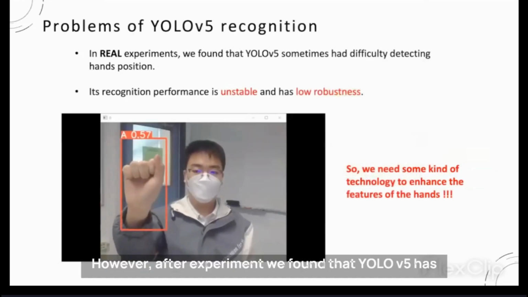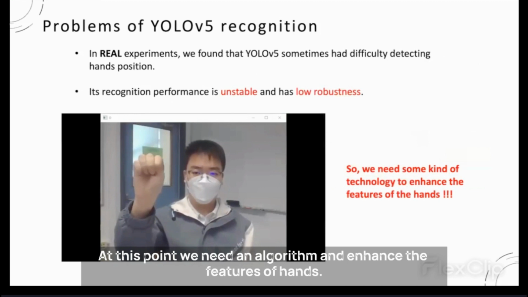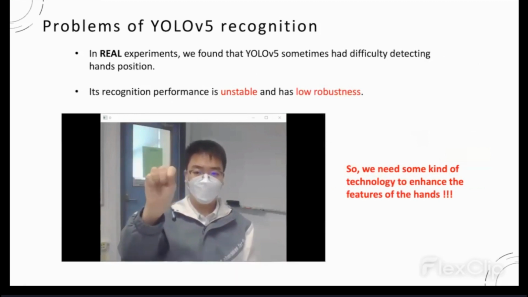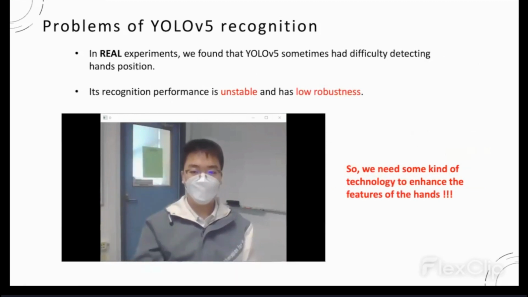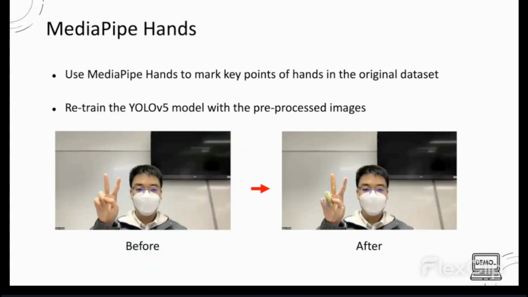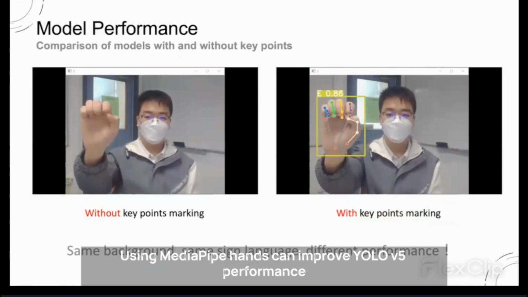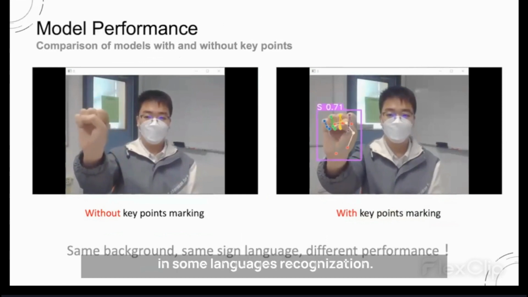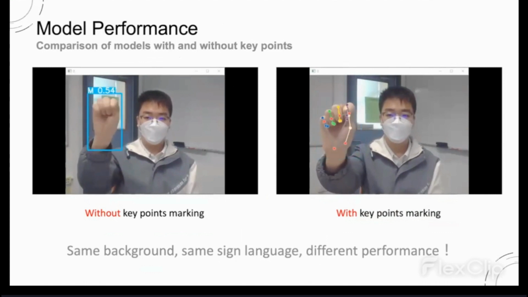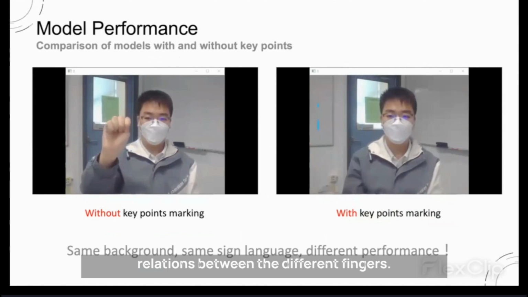However, after the experiment, we found that YOLOv5 has difficulties in classifying similar hand gestures. At this point, we needed an algorithm that enhances the features of the hands. This is why we use MediaPipe Hands to mark points on the hand and enhance hand features. After real use, MediaPipe Hands improved YOLOv5's performance in sign language recognition, especially by letting YOLOv5 know the relations between the different fingers.